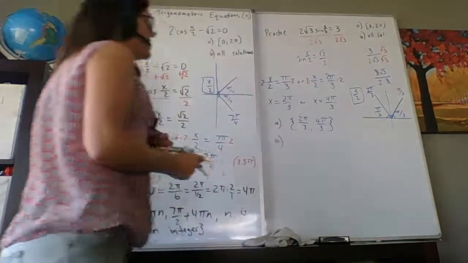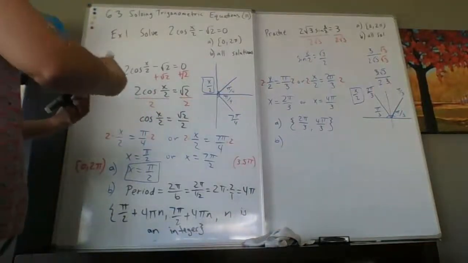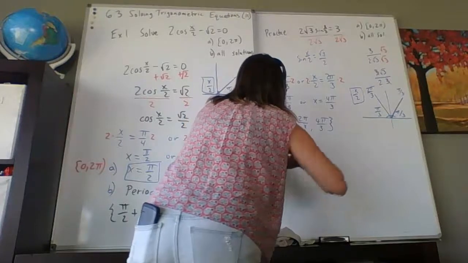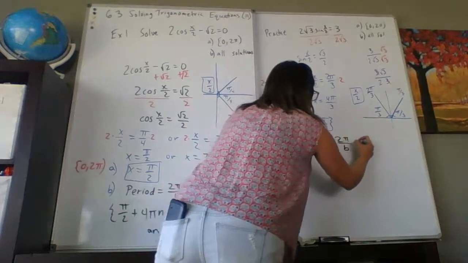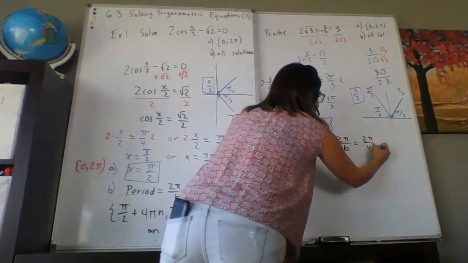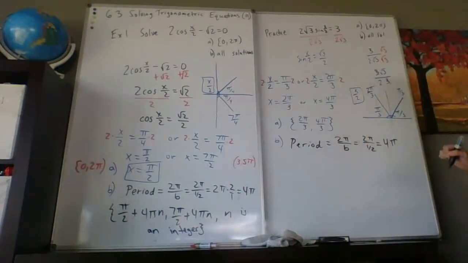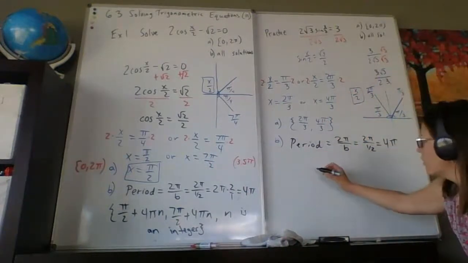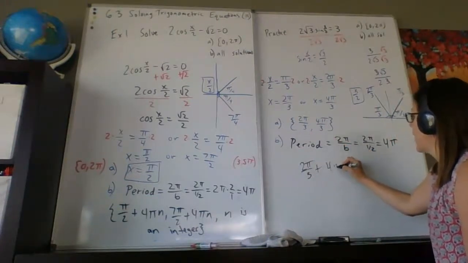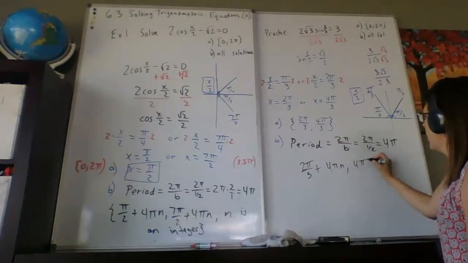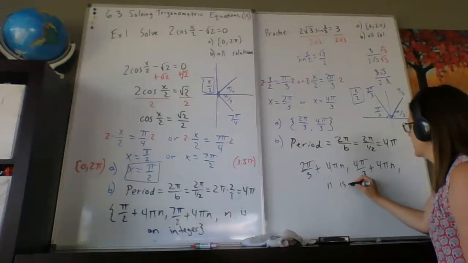For part B, we still need to calculate the period of sine of x over 2. So the period is going to be 2 pi over b, or 2 pi over a half again, or 4 pi, just like we got in this calculation. Therefore, our solutions are 2 pi over 3 plus 4 pi n, and 4 pi over 3 plus 4 pi n, where n is an integer.